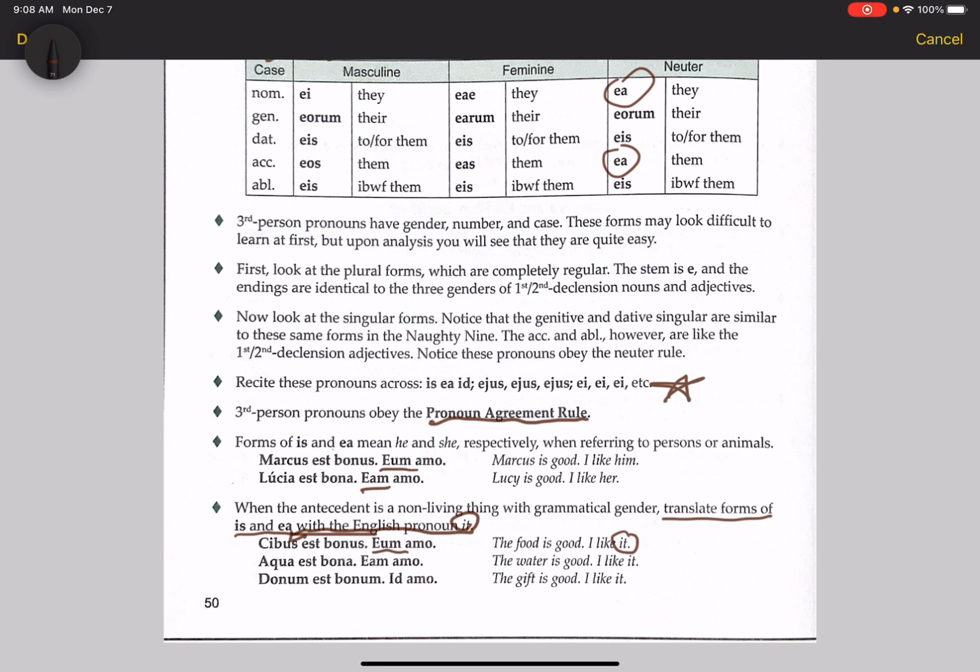Okay, so similarly, aqua est bona, eam amo. We wouldn't say the water is good, I like her. You would say I like it. And donum est bonum, id amo. The gift is good, I like it. Not, well, it is already "it," so that works out.